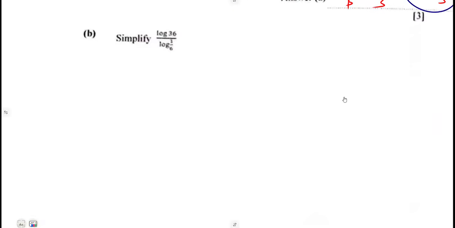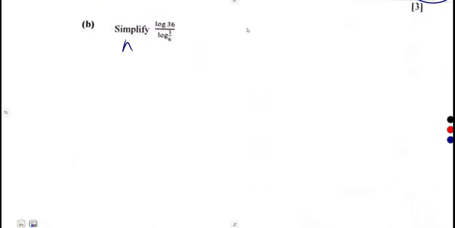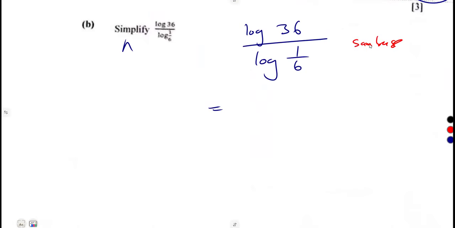All right. Part B: simplify the logarithm of 36 over the logarithm of 1 over 6. This one is easy. We can write both numbers in the same base, since they can be related. You have 36 and 1 over 6 in the same base. It is the logarithm of 36 in base 6. That's 6 to the power of 2, 6 squared, 6 times 6.